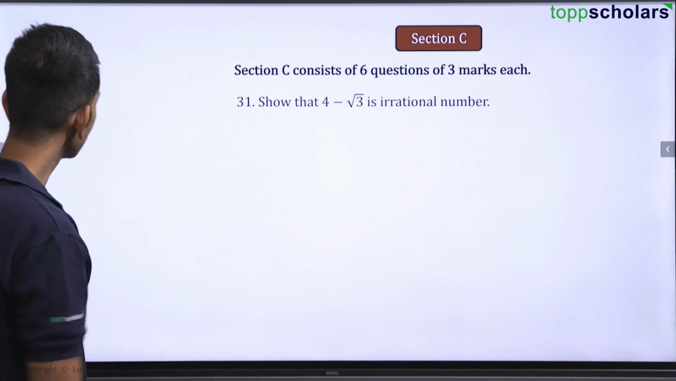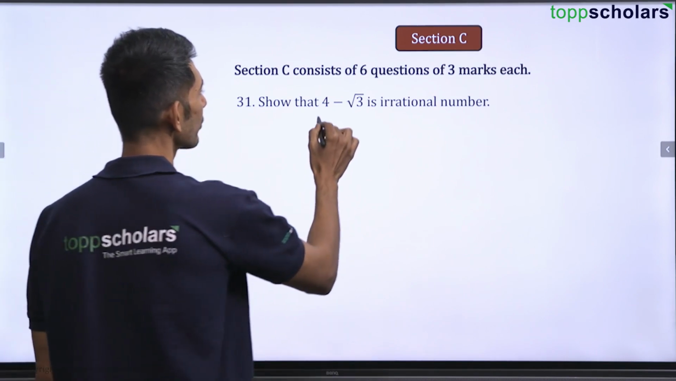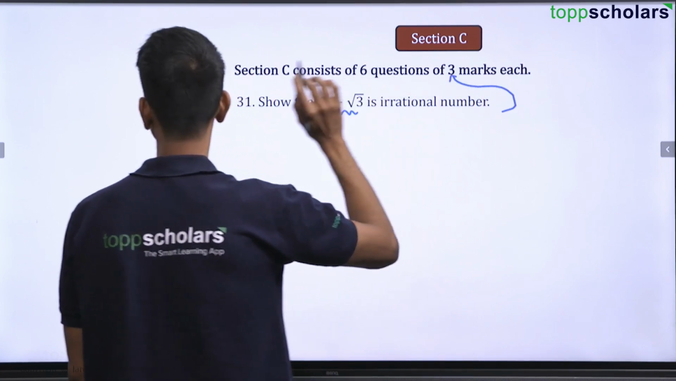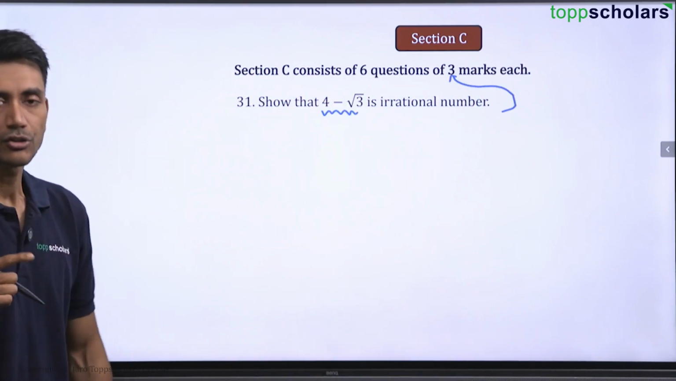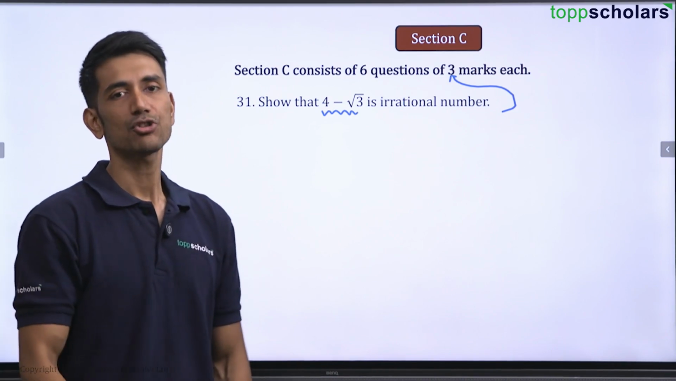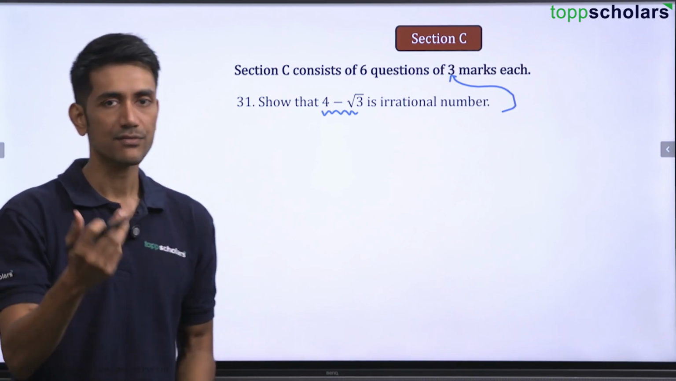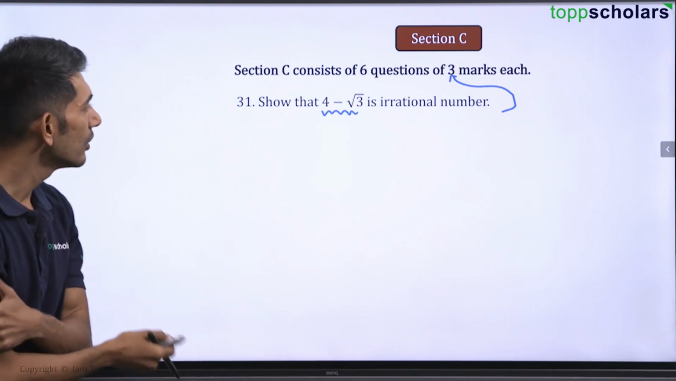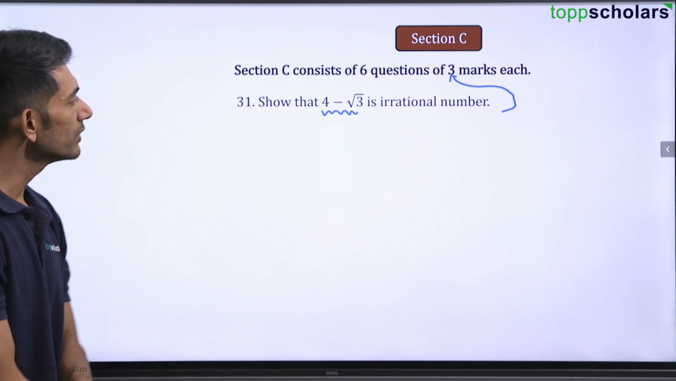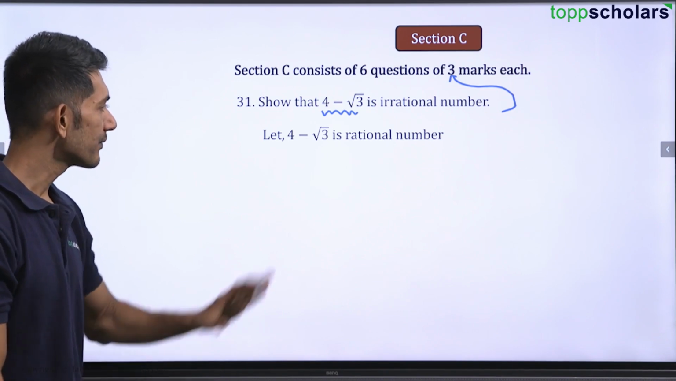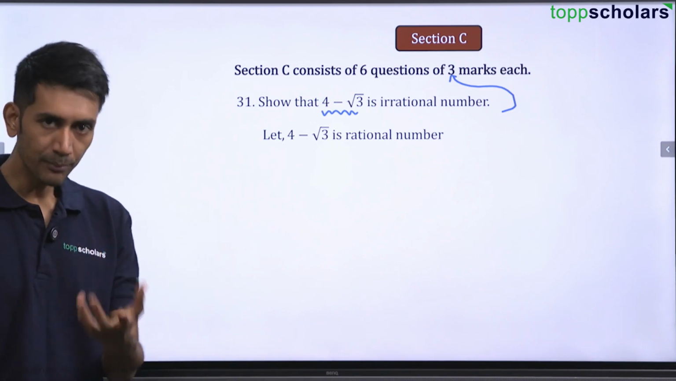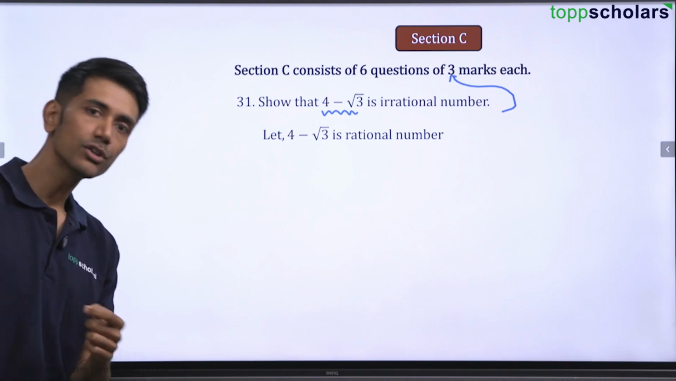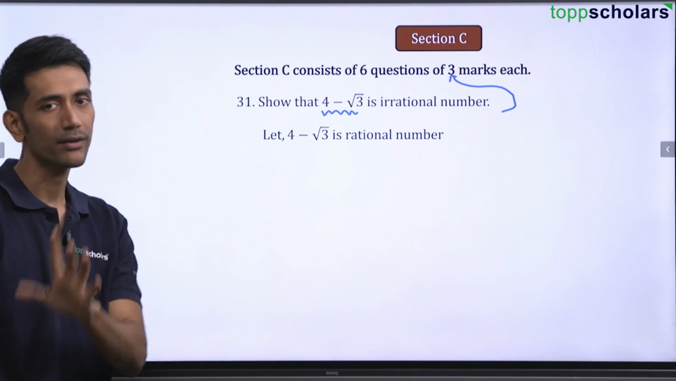Okay, so the next question says, show that 4 minus root 3 is an irrational number. Now see, this question is asked for 3 marks. So whenever a question based on irrationality is asked for 3 marks, you don't have to prove that entire root 3 is irrational. To prove this, you're going to do it directly. So we'll assume that 4 minus root 3 is a rational number, that is, we are going to do this with the help of the method of contradiction only.